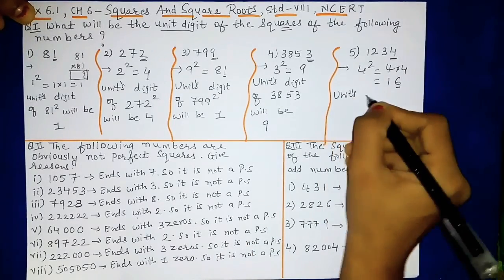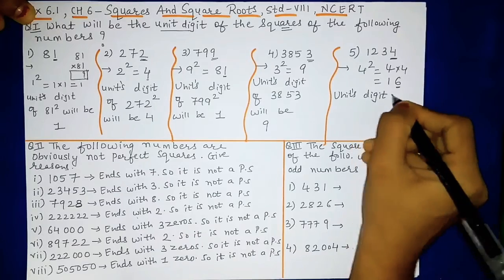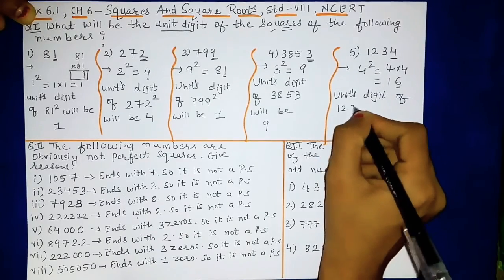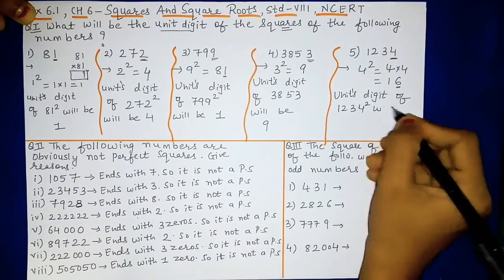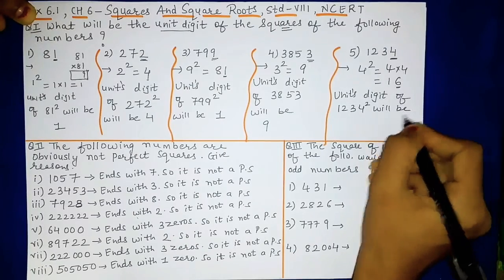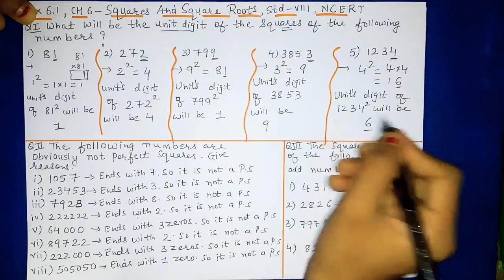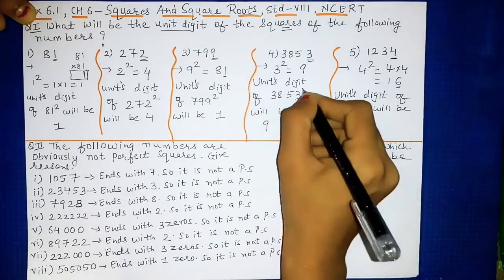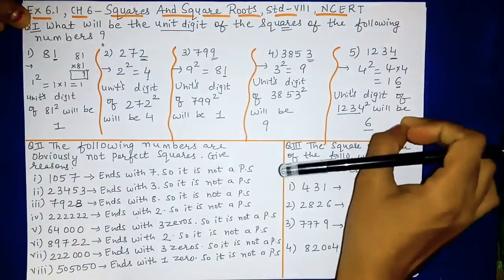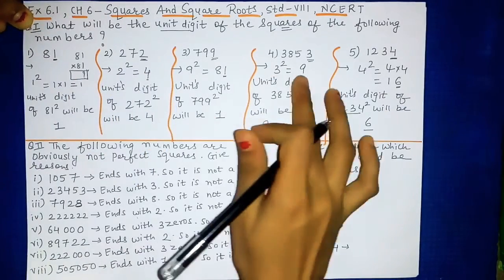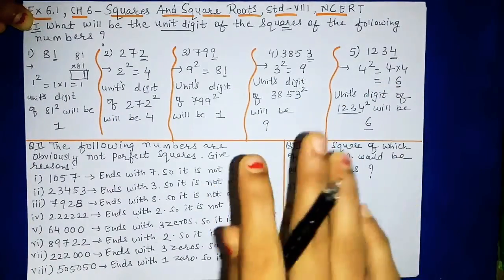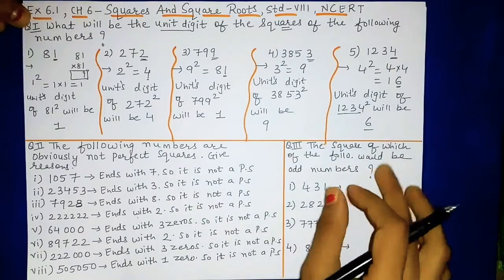So our statement will be: the units digit of 1234 square will be 6. So this will be the last digit of the square of this number. You are doing square, so don't forget to write the square. Now this was question number 1. I have shown 1, 2, 3, 4 and 5 sums. Now the remaining 5 you will try yourself.